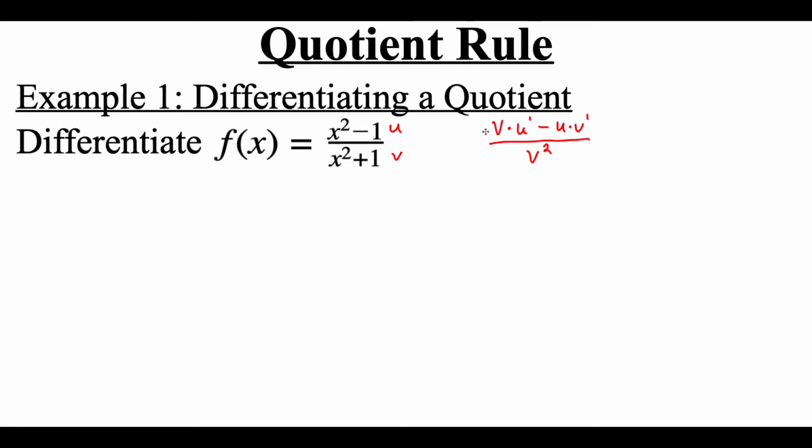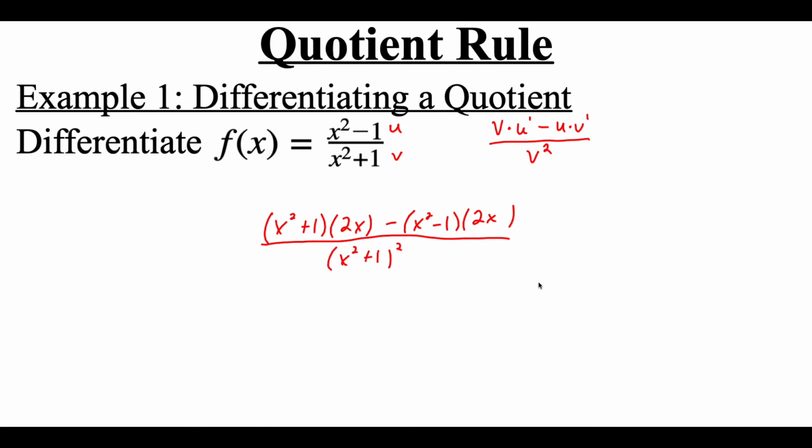The first thing I'm supposed to do is leave my v the same. So that's going to be x squared plus 1, but then I'm supposed to multiply by the derivative of u. If I apply the power rule in here, that derivative is just going to be 2x. Minus, now it says leave u the same, so x squared minus 1, and we're going to multiply by the derivative of v. Again, if we apply the power rule to v, we're going to get 2x, and this is all going to be over v squared, so x squared plus 1 all being squared.